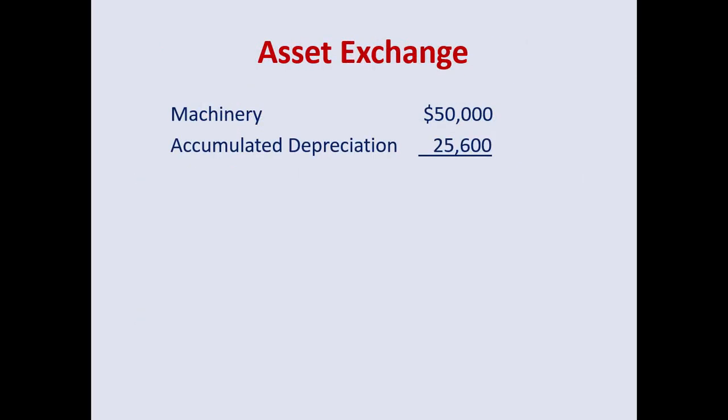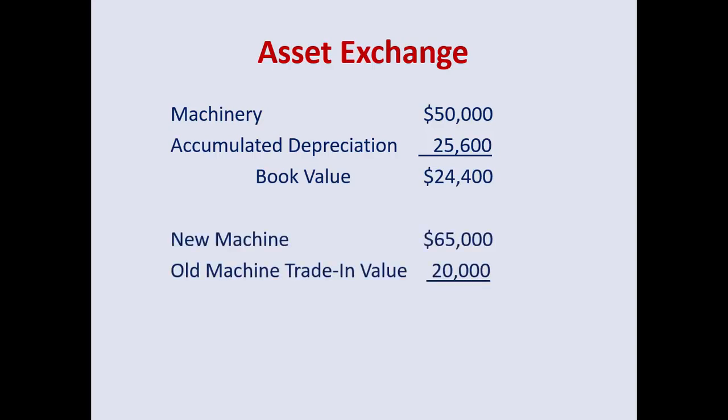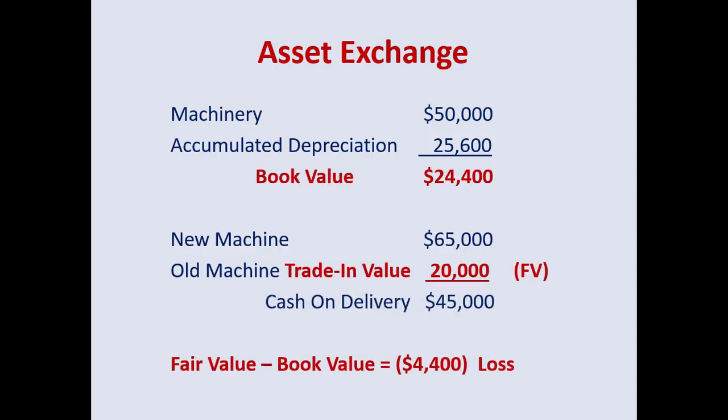So let's say we have an asset we're going to consider trading in for a new one. The current book value is $24,400. The new machine costs $65,000. The dealer is going to give us a trade-in allowance of $20,000. That's what they're estimating the fair market value is of your old asset. So you have to come up with $45,000 cash on delivery. But just looking at this, the trade-in value is $20,000 and your book value is $24,400. This is a loss.